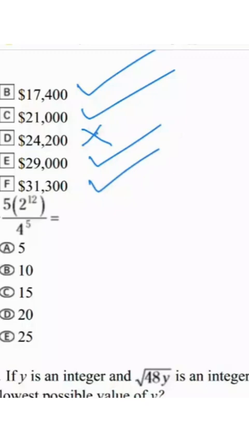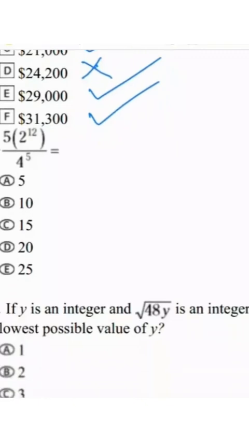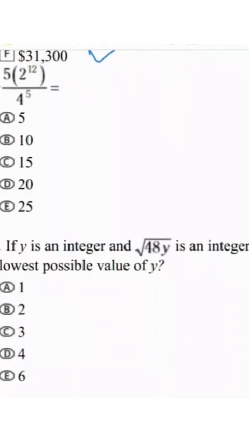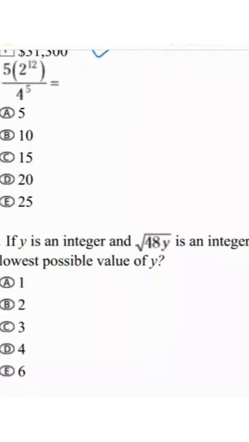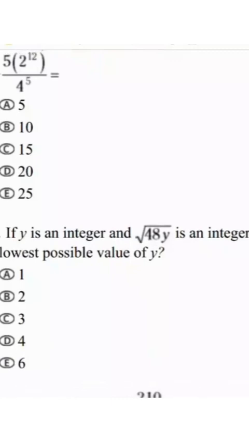The next question is about exponents. 5 times 2 raised to the power 12 divided by 4 raised to the power 5. What comes to mind? 2 raised to the power 12. So we change 4 raised to the power 5 to 2 raised to the power 2. 4 is 2 raised to the power 2.